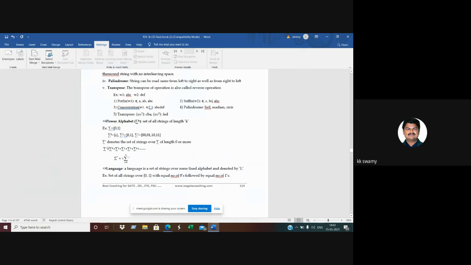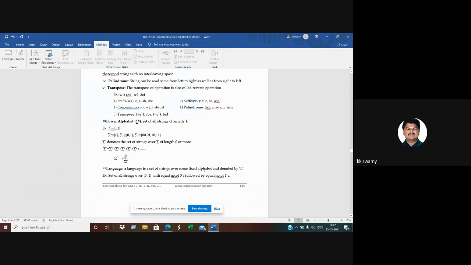Now the language. For example, first one is the basic alphabet. Afterwards, the combination of alphabets is called a string. Now the collection of strings over an alphabet sigma is called a language. That's why a language is a set of strings over some fixed alphabet.